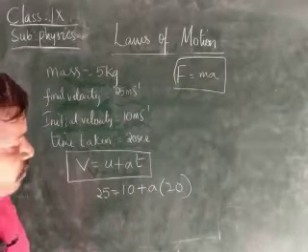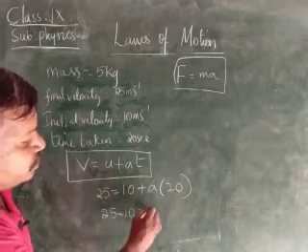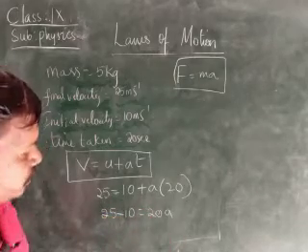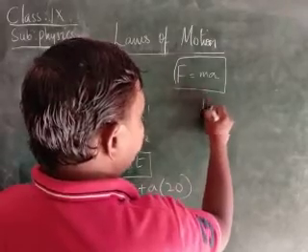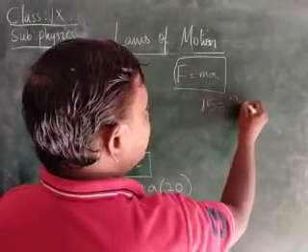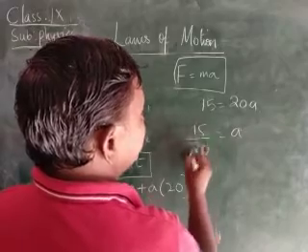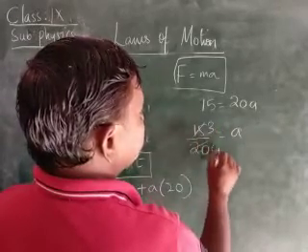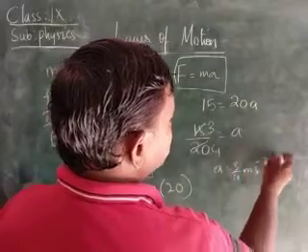Okay, children. Therefore, here 25 minus 10 is equal to 20A. 25 minus 10 is how much, children? 15. 15 is equal to 20A. A is equal to 15 by 20. 5 3s are 15, 5 4s are 20. A is equal to 3 by 4 meter per second square, children.